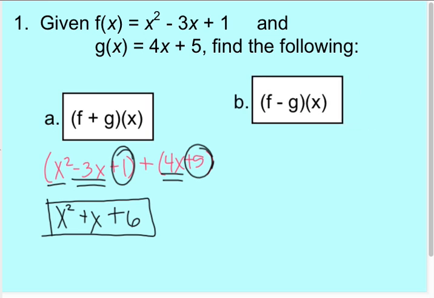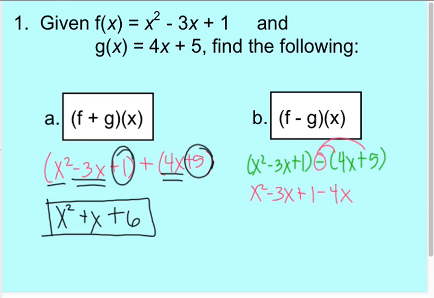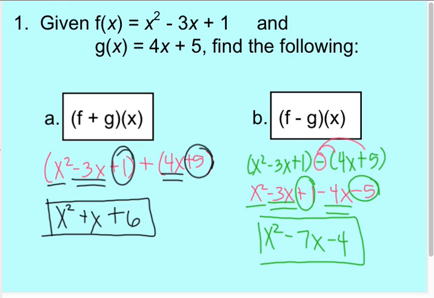B. We need to go ahead and do the difference. So I would have my f of x, x squared minus 3x plus 1, minus my g of x function, which is 4x plus 5. I would distribute that negative to each part here. So I would have x squared minus 3x plus 1 minus 4x minus 5. Then I'm going to go ahead and combine my like terms. X squared, there's only one. Negative 3x minus 4x is negative 7x. And 1 minus 5 gives me negative 4. Okay, so when I do the difference, I get x squared minus 7x minus 4.